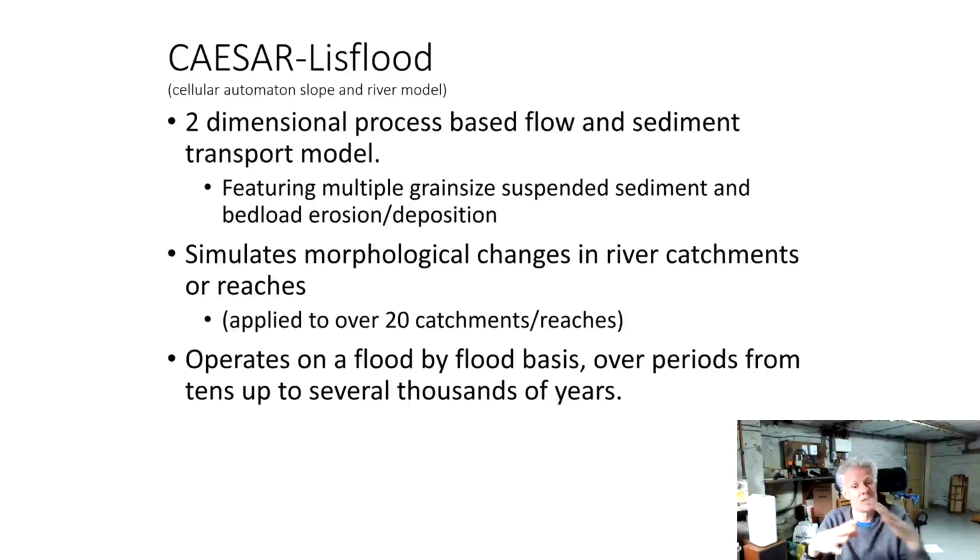And a key difference from these longer term landscape evolution models is that CAESAR-Lisflood models can model every single flood event. So it models a sequence of time on a flood by flood basis from years or a single event up to several thousands of years. And that's an important difference rather than using an average of events or a representative event.